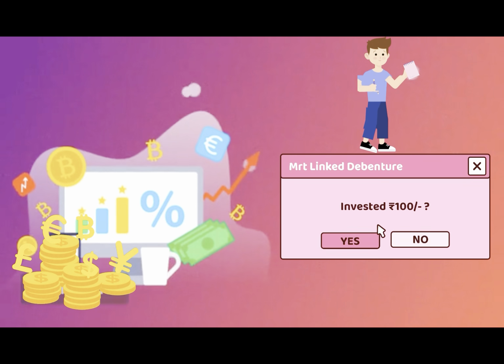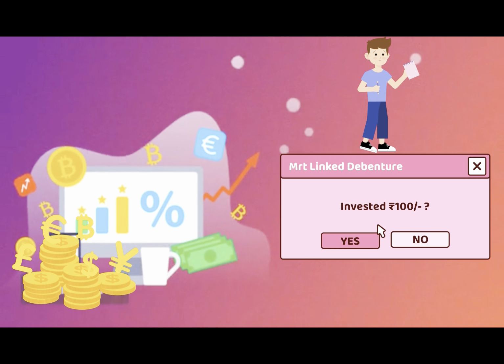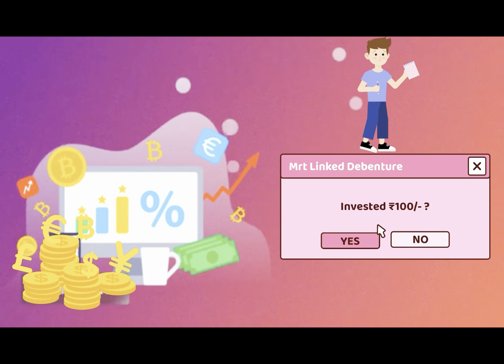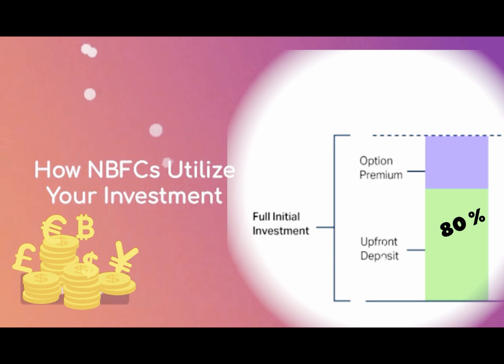Suppose I am an investor and I have to invest 100 rupees in an MLD. I'll give money to the issuer, which is generally a non-banking financial company, or NBFC. The NBFC will use 80% of the sum for extending loans and earns interest, whereas the rest 20% of the sum will be invested into market options, maybe index options or their own bouquet of stock options.